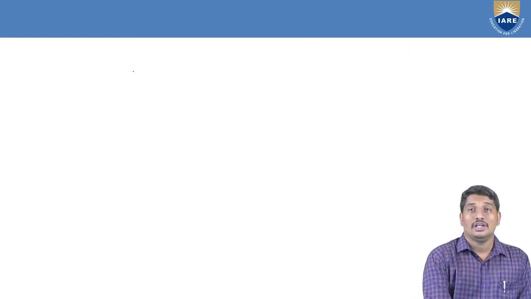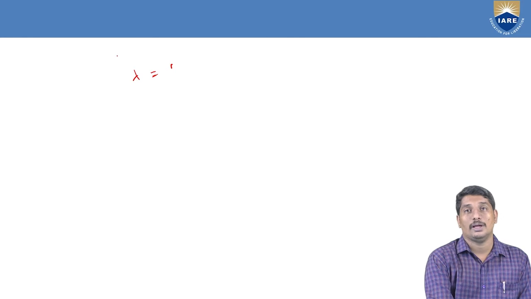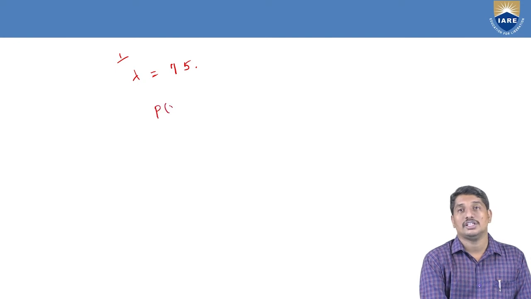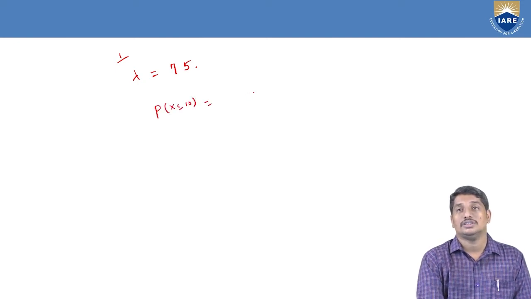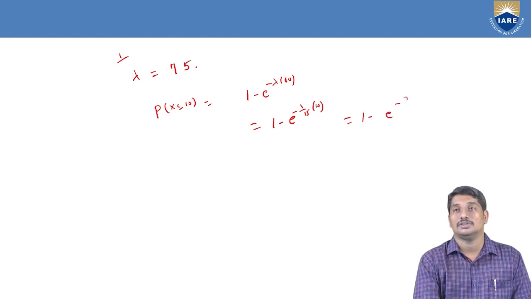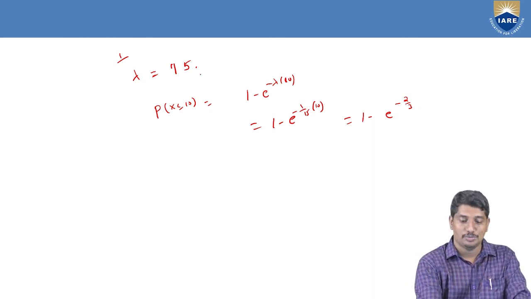Sorry, here actually 15 we have to take. So 15 days average means 1 by lambda is equal to 15, and we have to find X less than or equal to 10. That is 1 minus e power minus lambda into 10 by the distribution function. That is 1 minus e power minus 1 by 15 into 10, that is 1 minus e power minus 2 by 3. This gives you the probability of having a booking within less than 10 days when the average booking is 15 days.